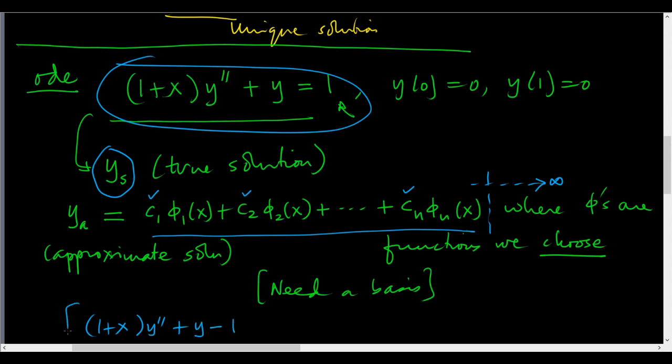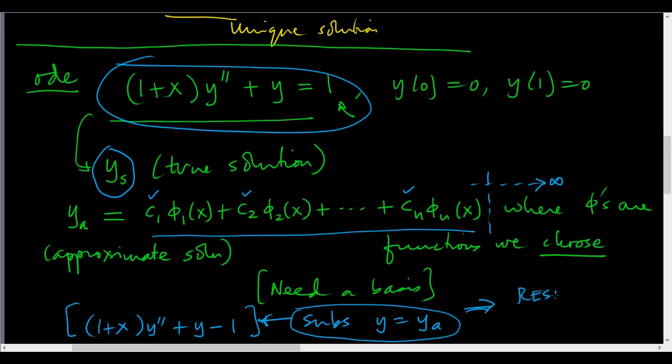Okay, into this expression which we want to be 0, we substitute y equals ya, and when we do this, it gives us a residual, something that has unknown coefficients c1, c2 up to cn. It cannot be 0 for any choices of these coefficients, because if it could be 0 for some choices of these coefficients, then we would have an exact solution. We don't have an exact solution. This is an approximate solution, so the residual is not 0.